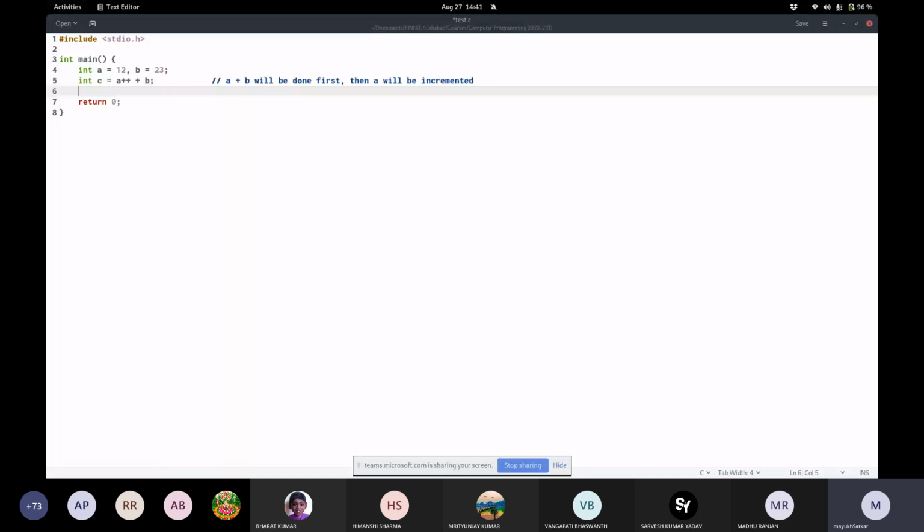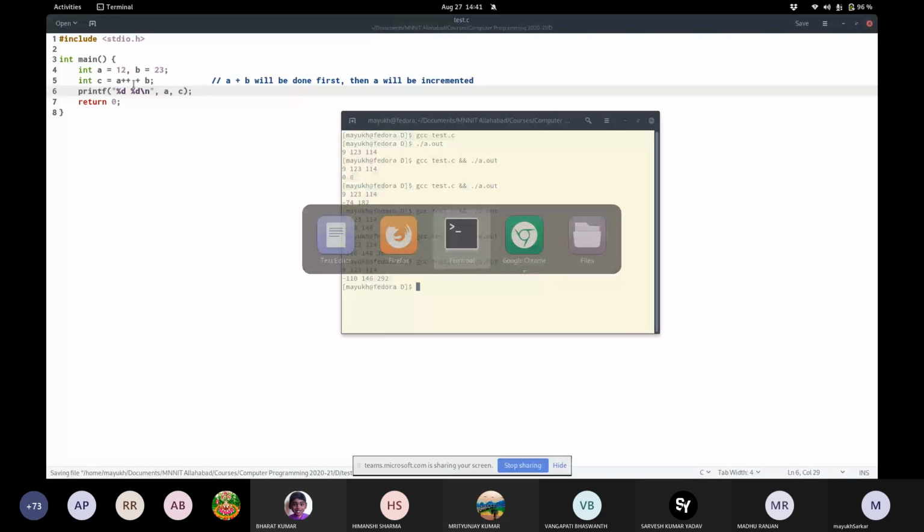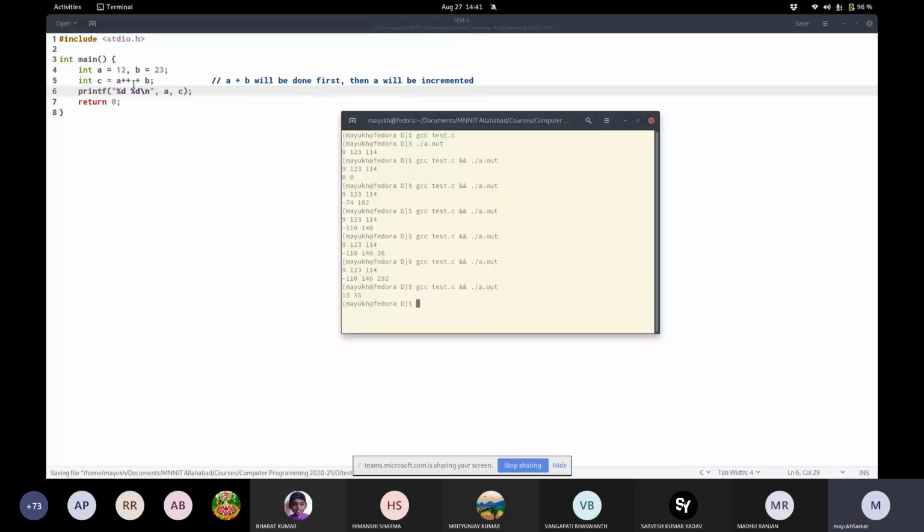If you print the value of variable c, in fact let me print the value of a as well, there is no point in printing the value of b. You can see that 12 has become 13, so a has been incremented, but in the operation it is 12, it is still 12 plus 23. That's why we are getting 35, isn't it?